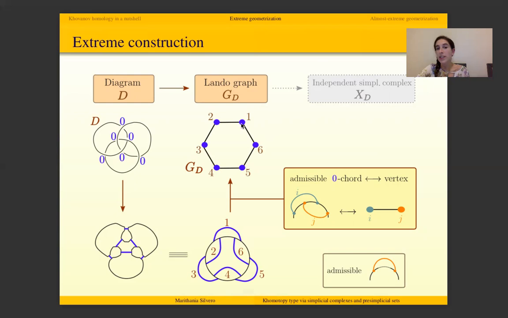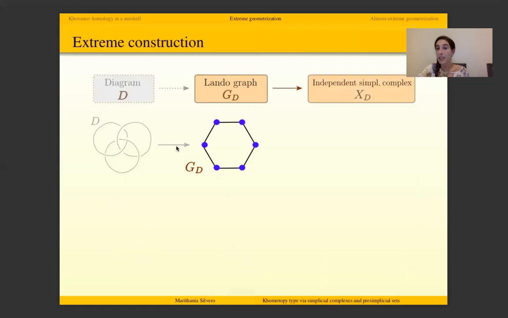You see that, for example, one and four are not connected because the endpoints of chord one and the endpoints of chord four are far away. They don't alternate along the boundary. So from this diagram, we have constructed this graph, which is called the Lando graph. And now we just need to take the independent simplicial complex associated to the graph. And what is this simplicial complex?